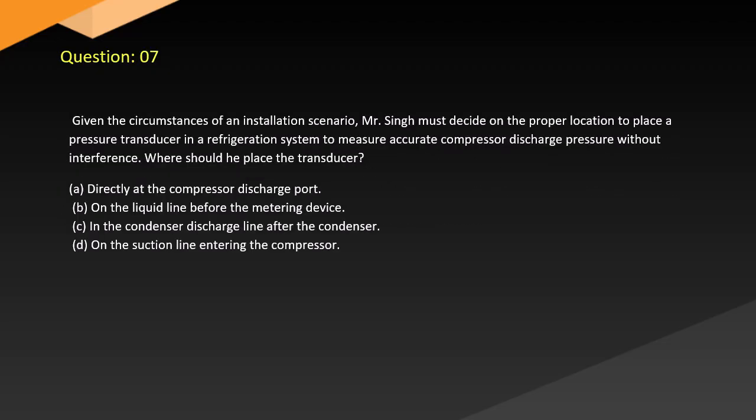Question 7. Given the circumstances of an installation scenario, Mr. Singh must decide on the proper location to place a pressure transducer in a refrigeration system to measure accurate compressor discharge pressure without interference. Where should he place the transducer? A. Directly at the compressor discharge port. B. On the liquid line before the metering device. C. In the condenser discharge line after the condenser. D. On the suction line entering the compressor.